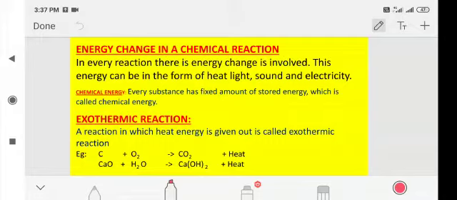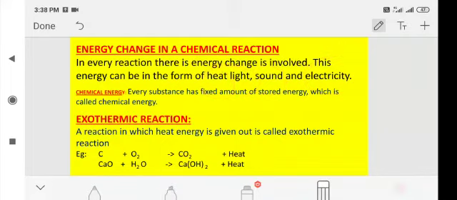The definition I have written on the board. In every reaction, there are energy changes involved. This energy can be in the form of heat, light, sound, or electricity.